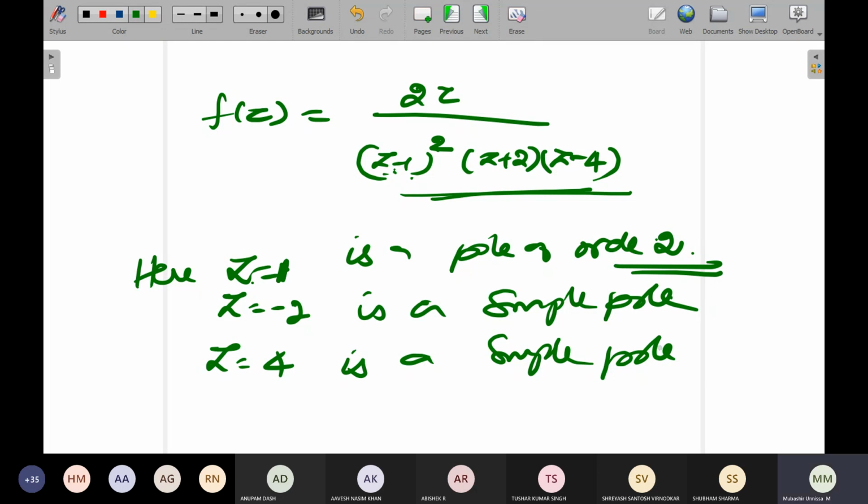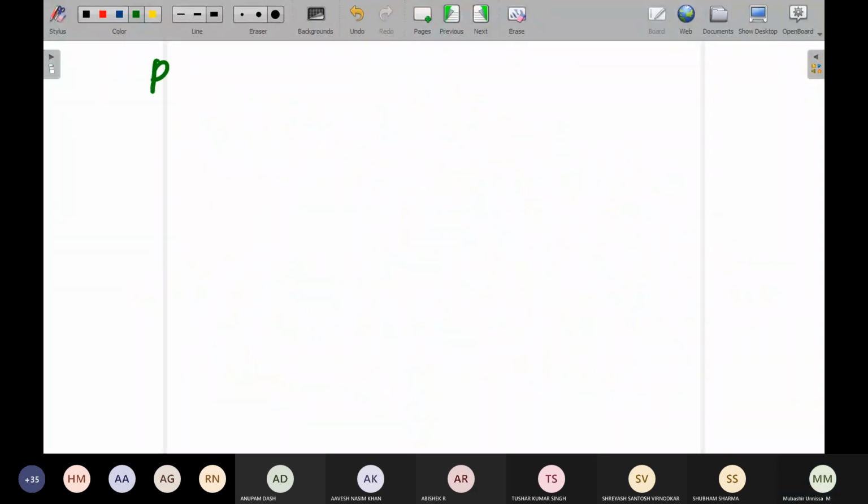Okay. Then I should talk about finding the residue at a pole. I should say what a residue is. So you know how to find the poles. Then you can take down the definition for residues. What is a residue? Let me explain.